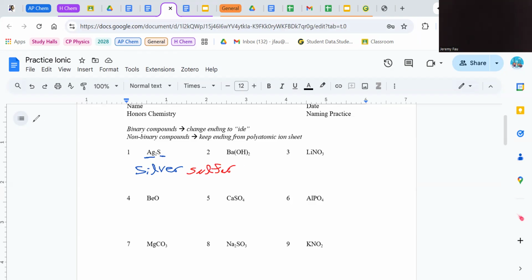right? But what we do is we're going to drop that ending. So we're going to get rid of this UR, and we're going to replace it with the letters IDE. Right. So if we rewrite it together as one final answer, Ag2S is silver sulfide.